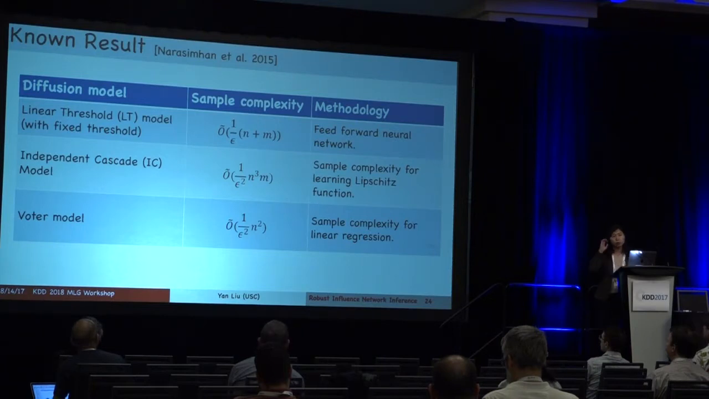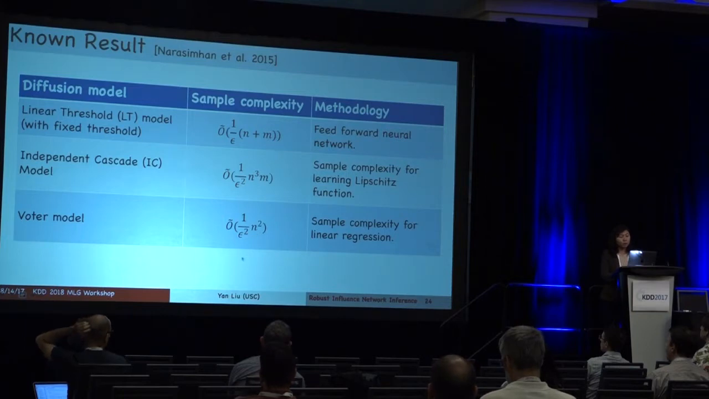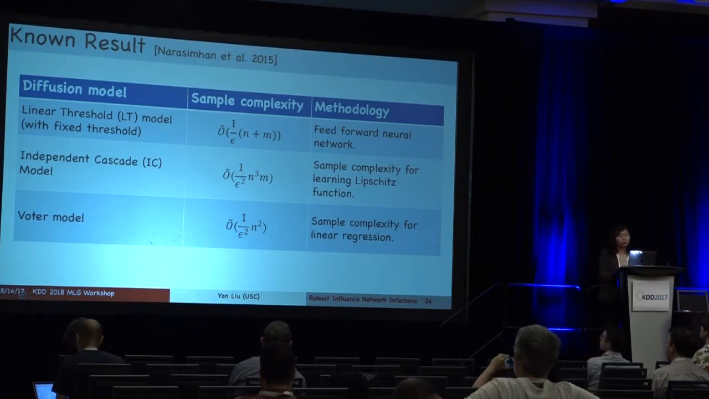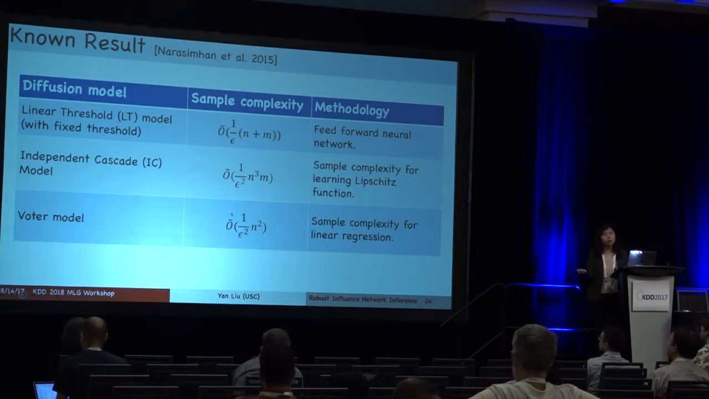As I mentioned, there's no time for me to go through all the details, but here I just summarize the known results, and then I will summarize our discoveries. For the linear threshold model or independent cascade model, there are already known PAC learnable algorithms with the following sample complexity. And for the vector model, people were also able to get some nice results. But these are all analyses for complete observations. What we're trying to do is extend their analysis to cases where we have missing data.